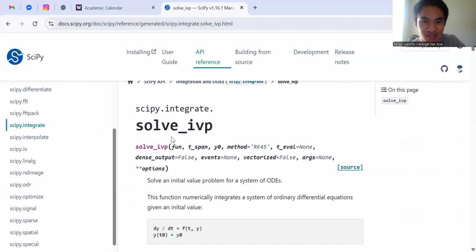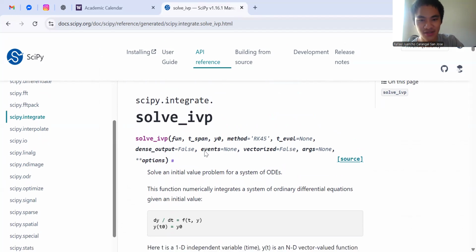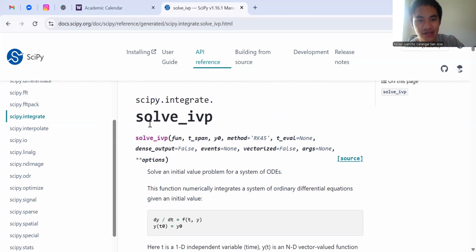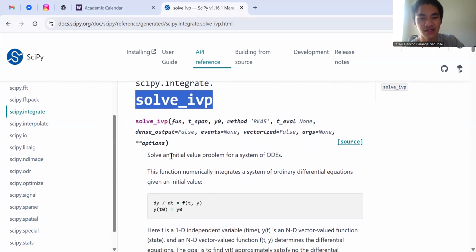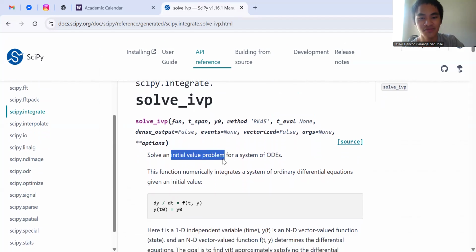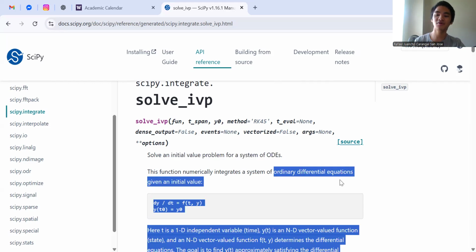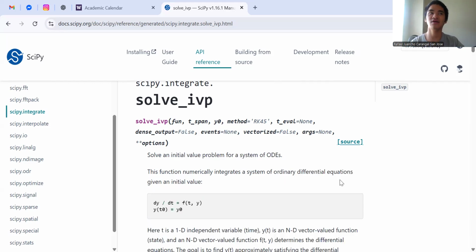So I used the SciPy library in Python. I downloaded that library, and then I used solve IVP. What this basically does is solve an initial value problem for a system of ordinary differential equations. So apparently the model that I came up with was an ordinary differential equations model.